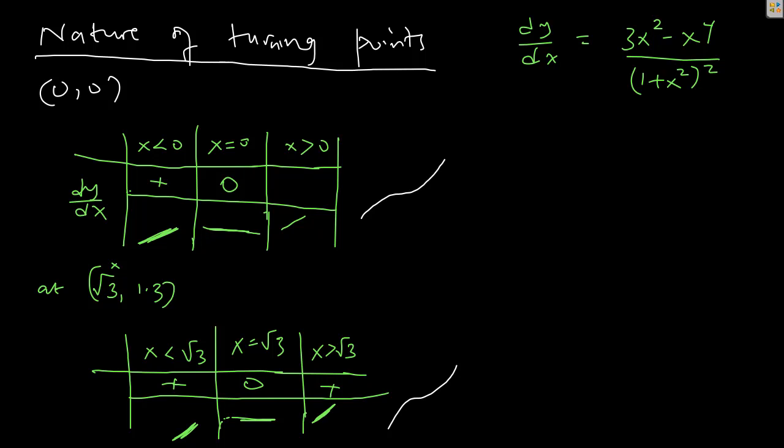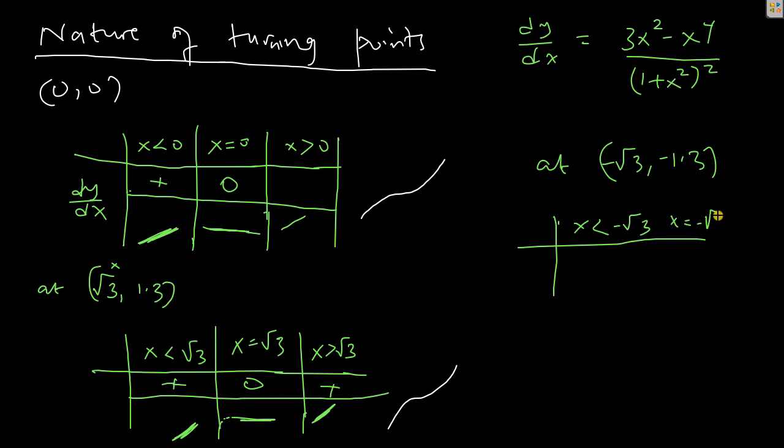And finally, let's investigate the third point, and that's negative root 3 and negative 1.3. And then we are almost done. So I have x less than negative root 3, x equals negative root 3, and x greater than negative root 3. There we go. This is dy/dx.